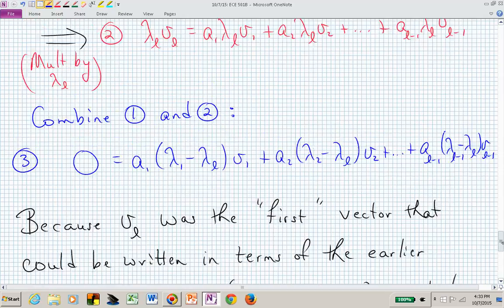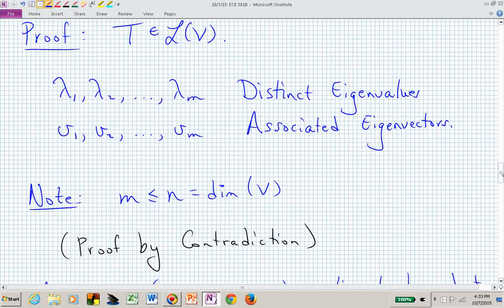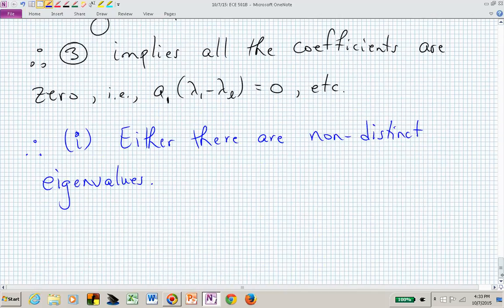We were assuming that all of our eigenvalues, or these first m ones, were distinct. And now we've said one possibility might be that we do have some repeated eigenvalues. Well, that's a contradiction, and that's what we were looking for. We were trying to prove this by contradiction. So we've found that that particular path leads to a contradiction.